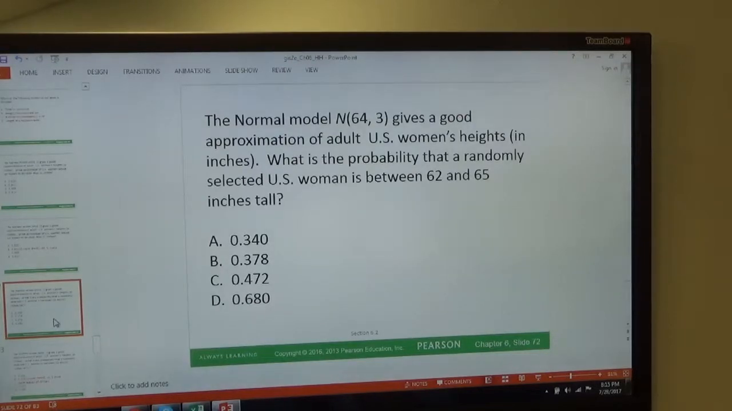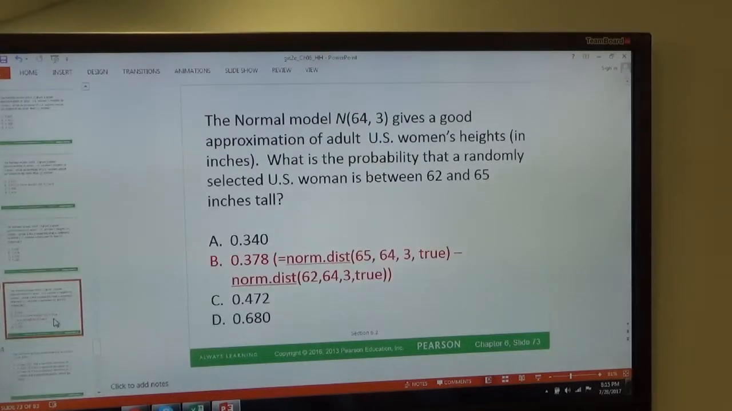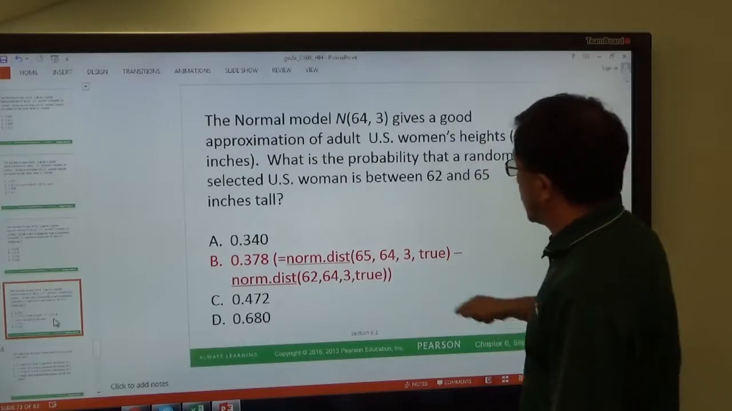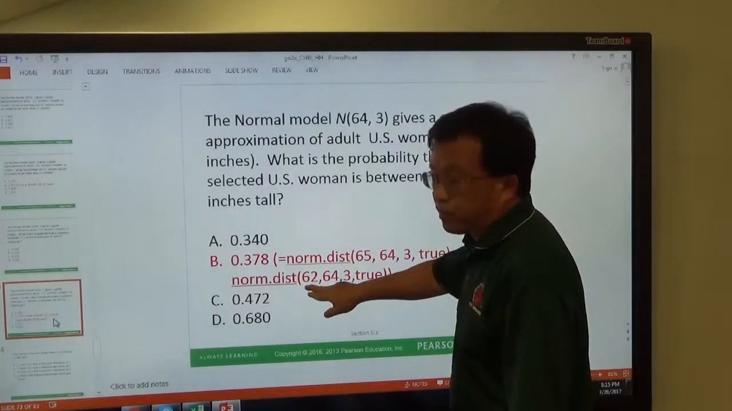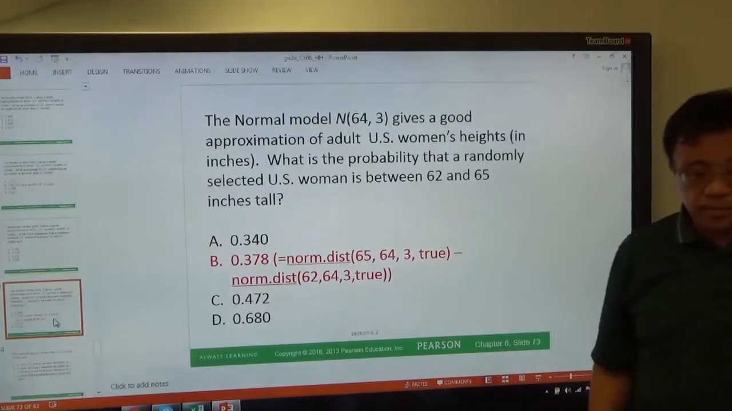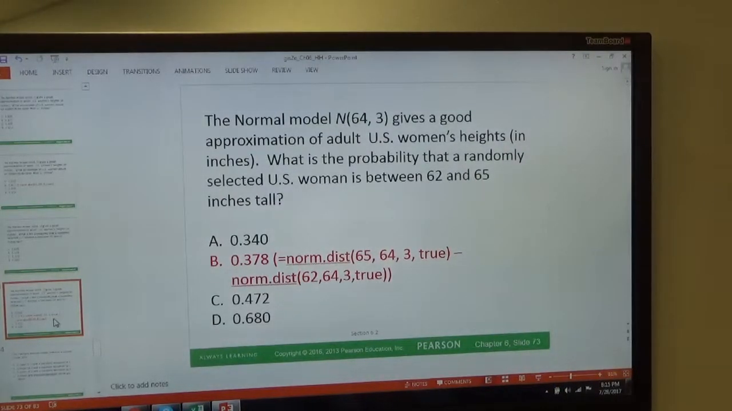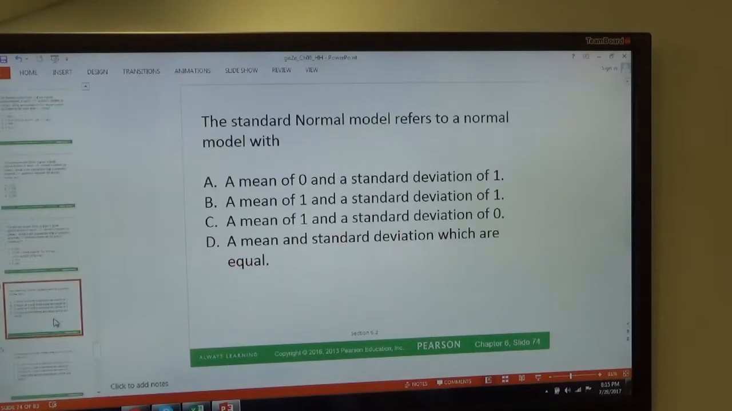Between 62 and 65. Again, you can use my abacus or you can use this. Basically, figure out the cumulative probability for 65 and then subtract the cumulative probability when x is less than or equal to 62. Standard normal distribution: the mean is 0, the standard deviation is equal to 1.